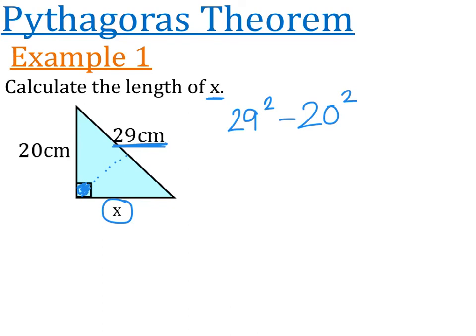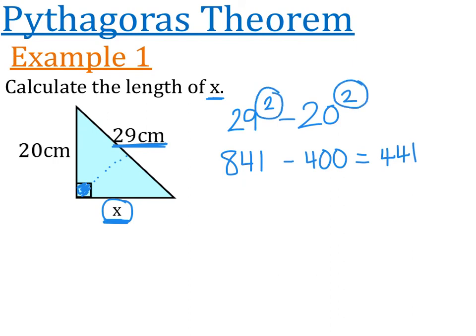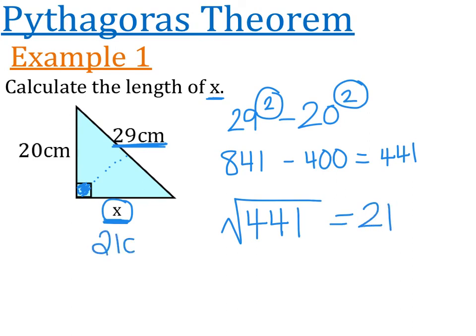So 29 squared is 841. I did use my calculator. I didn't know that off the top of my head. Minus 20 squared, which is 400. When I subtract those two things, I get 441. Now, you might think that this side down here is 441, but it's not. Remember, I squared my numbers in my question, so I have to take the square root now. The square root of 441 is 21. So side x is 21 centimeters.